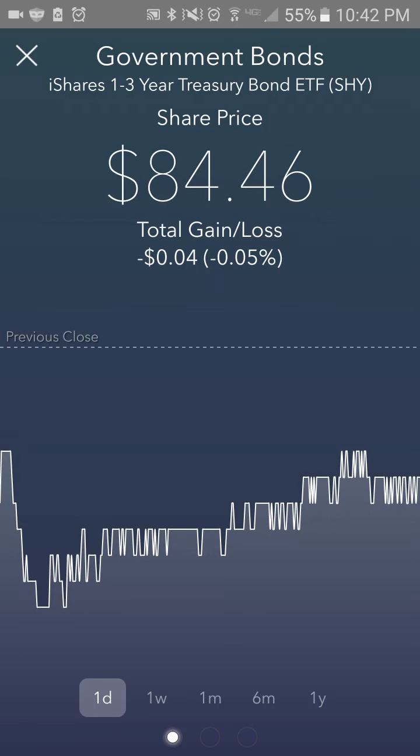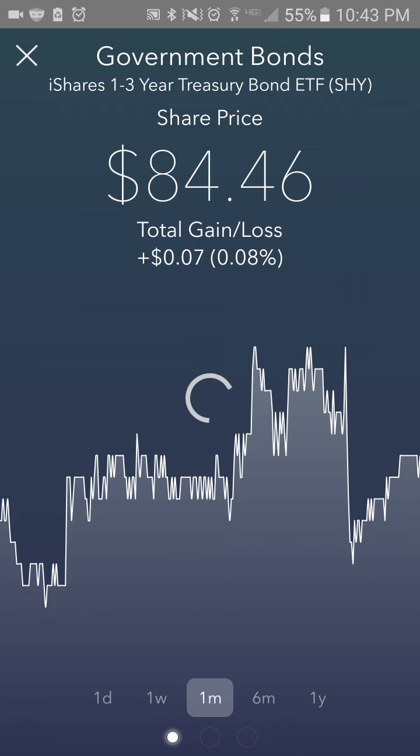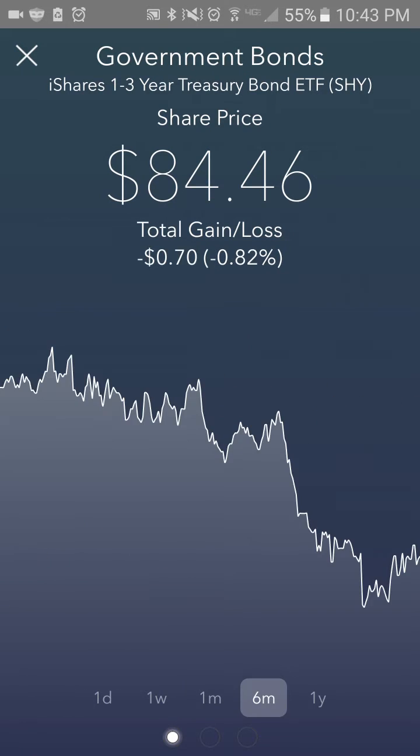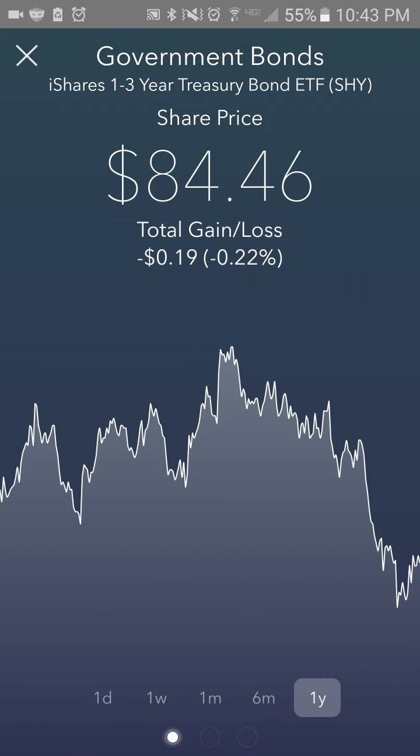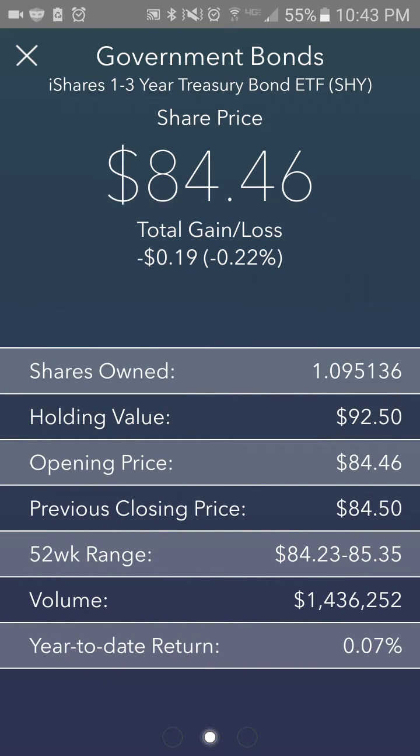This is the low amount of price. So again, 1 day, 1 week, month, 6 month, and 1 year. So 1 year is not that great on government bonds. It looks like it took a nice dip over here, right around the election time. So that's not looking good for government bonds if that's how it's going to play out for the next 4 year cycle. But I look at my shares owned.